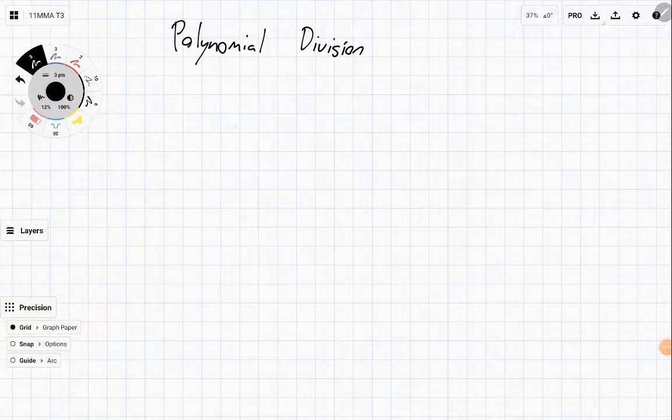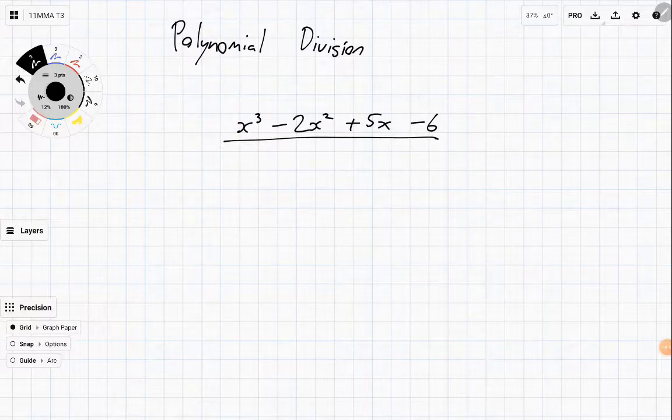So let's imagine we have something like x to the 3 minus 2x squared plus 5x minus 6. And let's say we wanted to divide it by x minus 2. We might look at that and go, well, how exactly do we do that? Well, actually I'm going to make it x minus 3. Well, we do it using what's called long division. So long division you would have done before, when we used to do it in primary school.